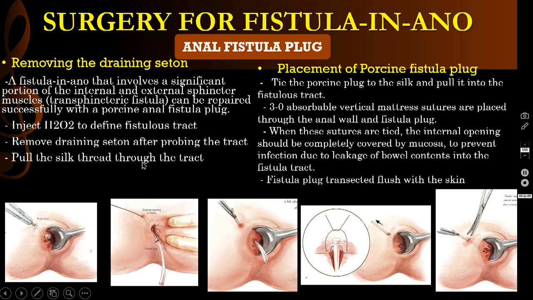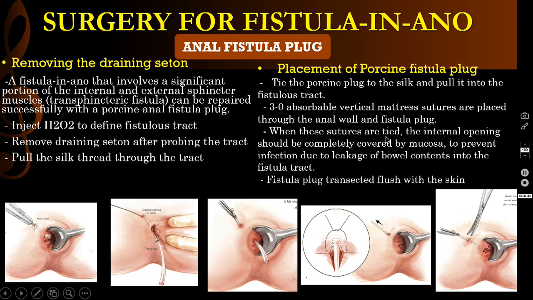Pull the silk thread through the tract with the help of the malleable probe. Then you have to place that porcine fistula plug, tie the porcine plug to the silk thread and pull it into the fistulous tract. You can see it. See, they are tying it here and they are going to pull it through this fistula. 3-0 absorbable vertical mattress sutures are placed through the anal wall and fistulous plug. You are seeing here, this is the mattress suture you have to put.